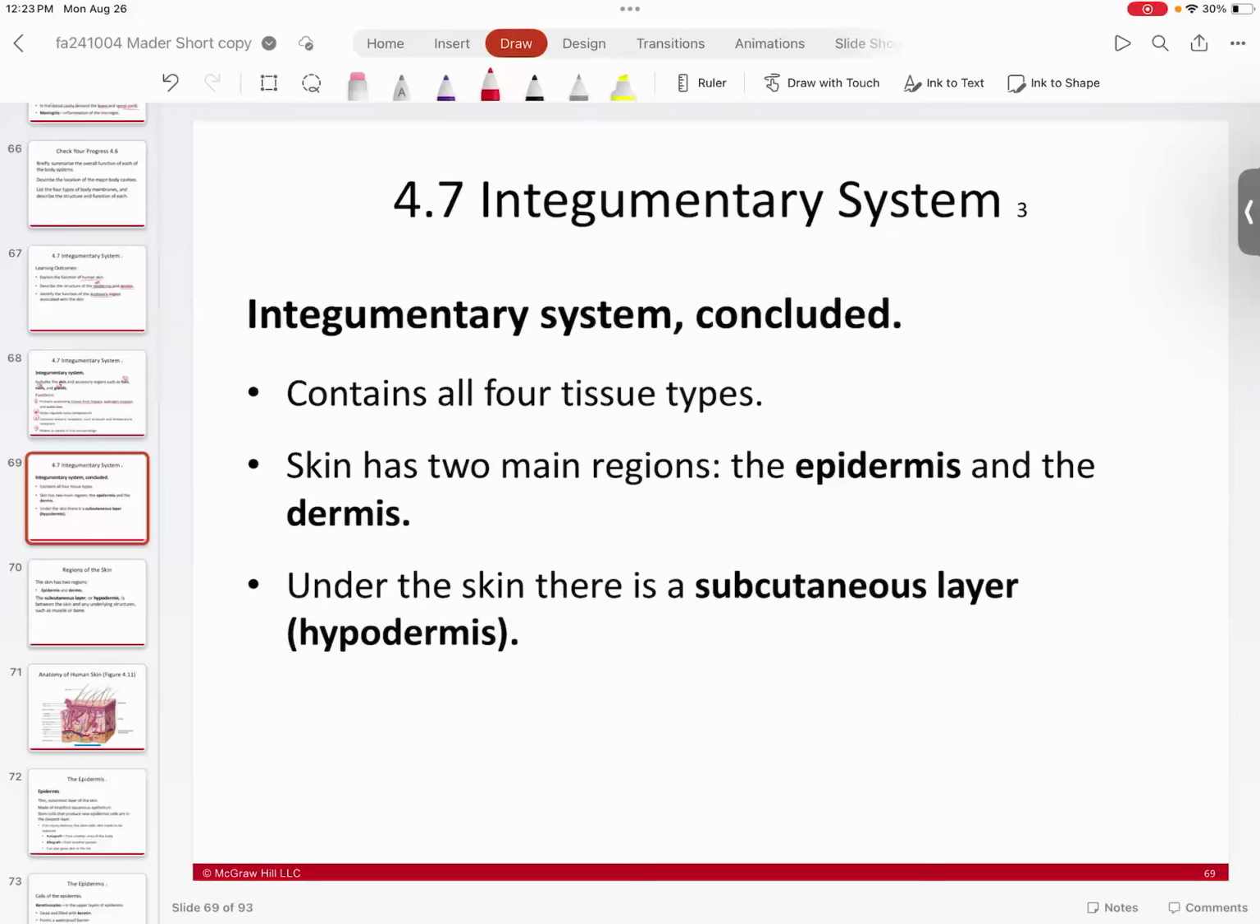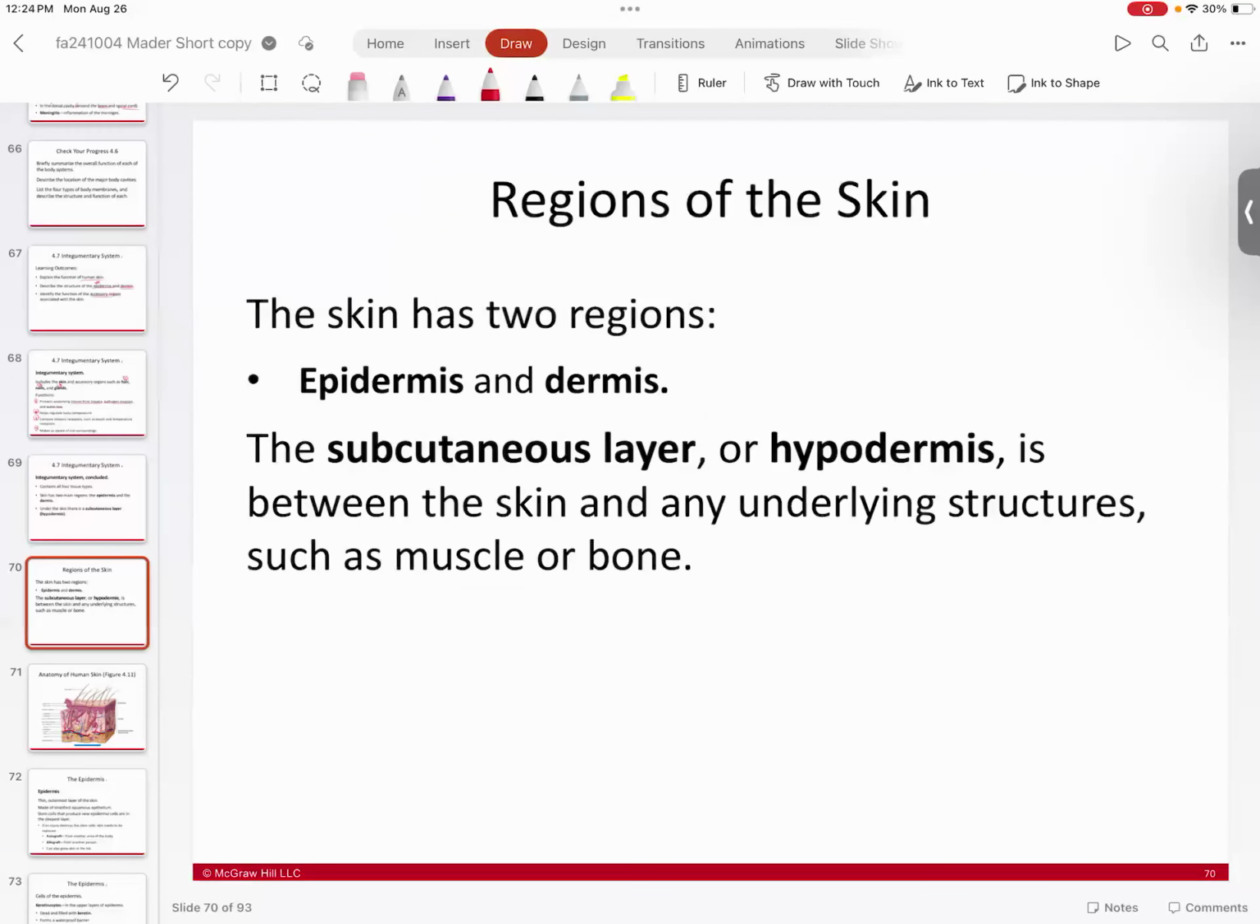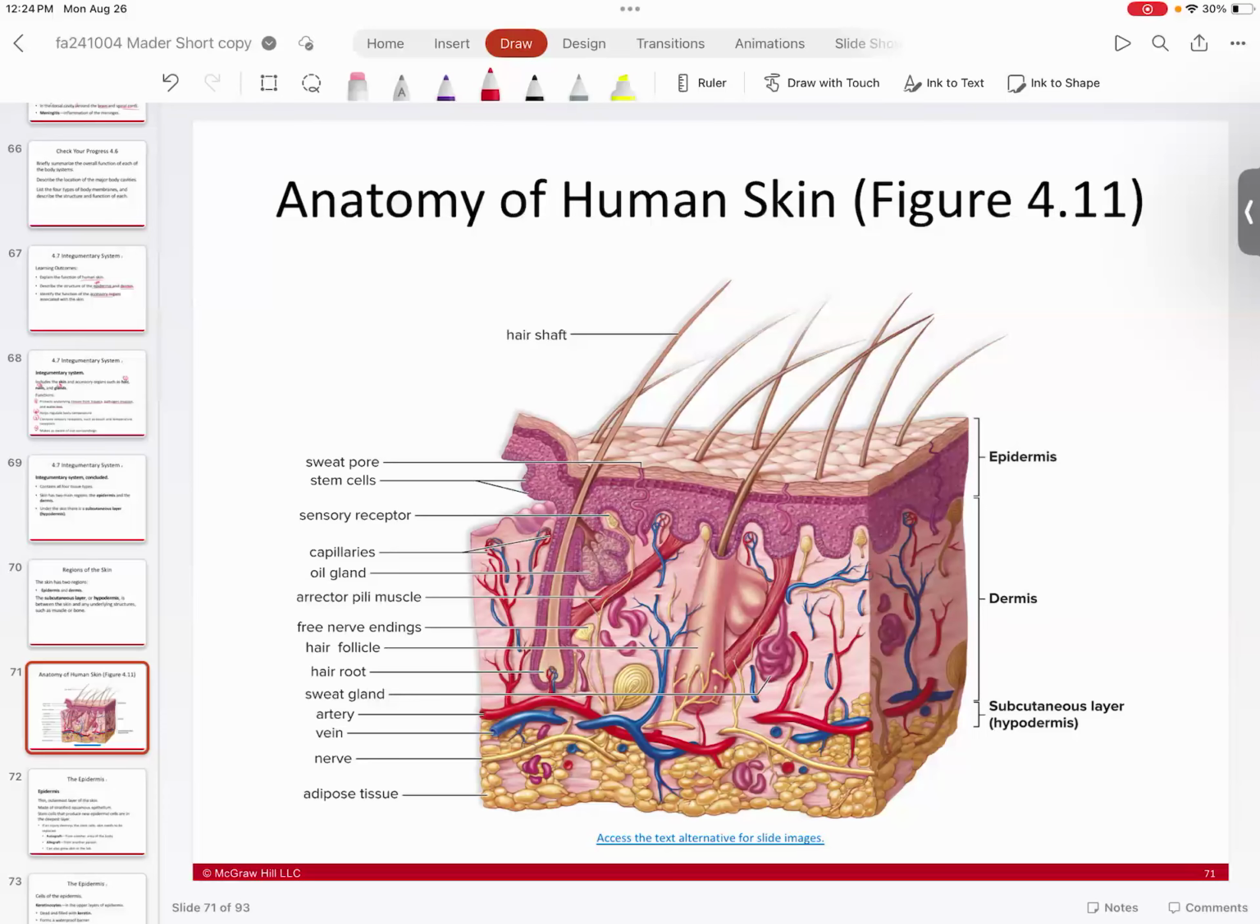So when we take a deeper look, however, at our integument system, it basically contains all of the 4 tissue types. It really is a complex organ and complex system. So when you take a look at the first 2 main regions, the epidermis and the dermis, we're going to start there. We're going to take a look at the subcutaneous layer, which is below the dermis, in just a second. So first of all, the epidermis and the dermis. The hypodermis is essentially below. It's mostly fat, and it's kind of where you connect the skin to the bone and the muscle. So this is kind of what it looks like.